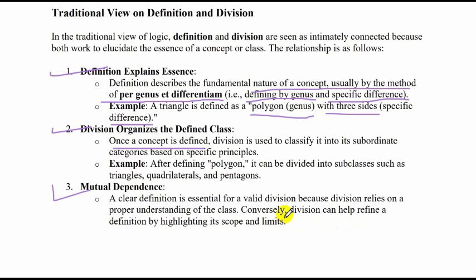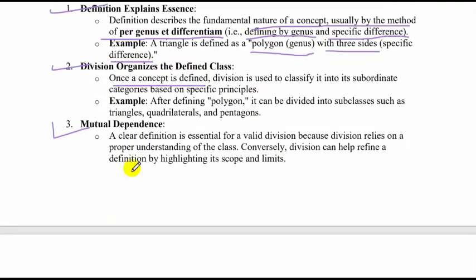So to do division, we require definition of the terms, and for definition, we need to understand how the division is going to happen. Until we know the subcategories of a class or a broader class, without its definition, it cannot be further subdivided. So they are dependent.